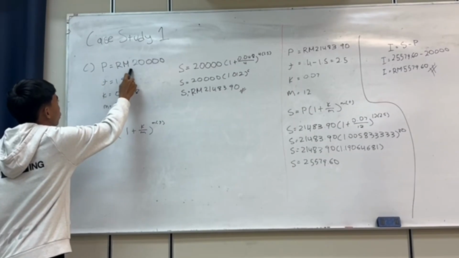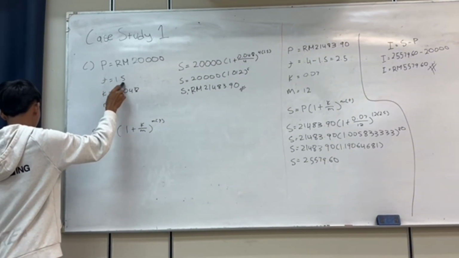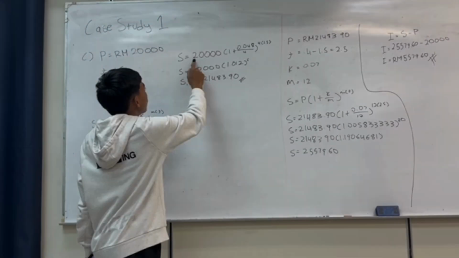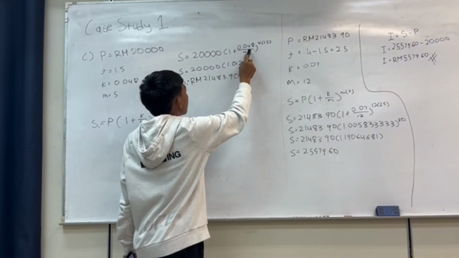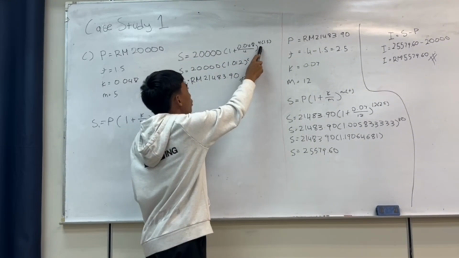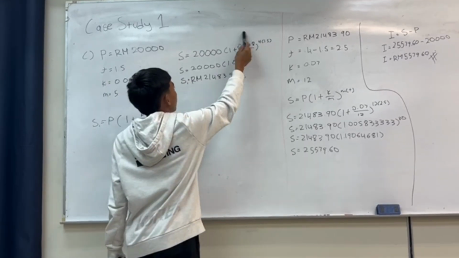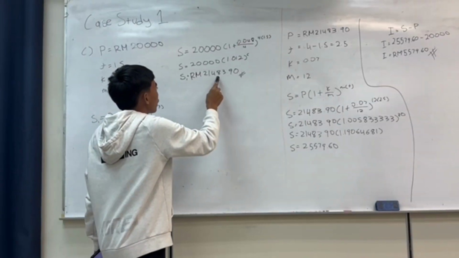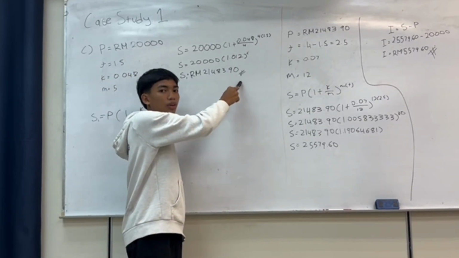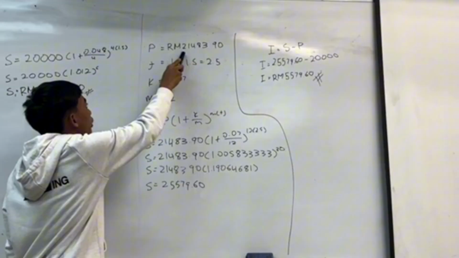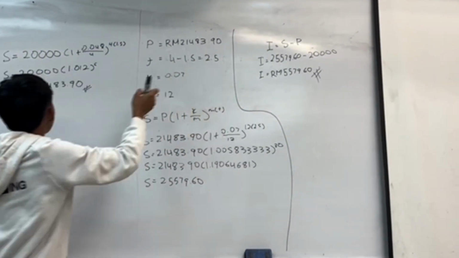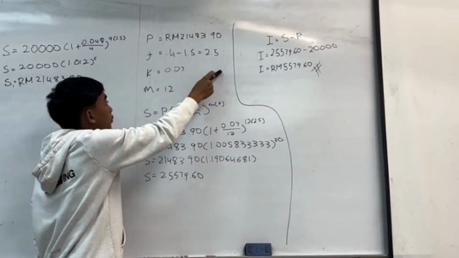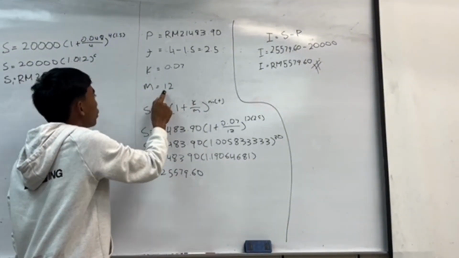P equals RM20,000, T equals 1.5 years, K equals 0.048, M equals 4. We use this to find 20,000 in bracket 1 plus 0.048 over 4, power of 4 times 1.5. After we calculate this, we can answer in bracket 1.012 and get 21483.90. Then P equals RM21483.90, which we got from this, and T equals 4 minus 1.5, which is 2.5. K equals 0.07. M equals 12.